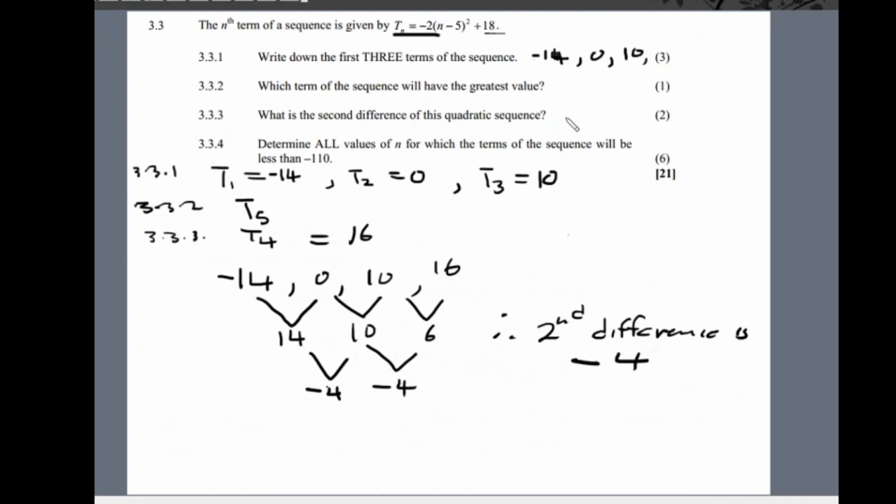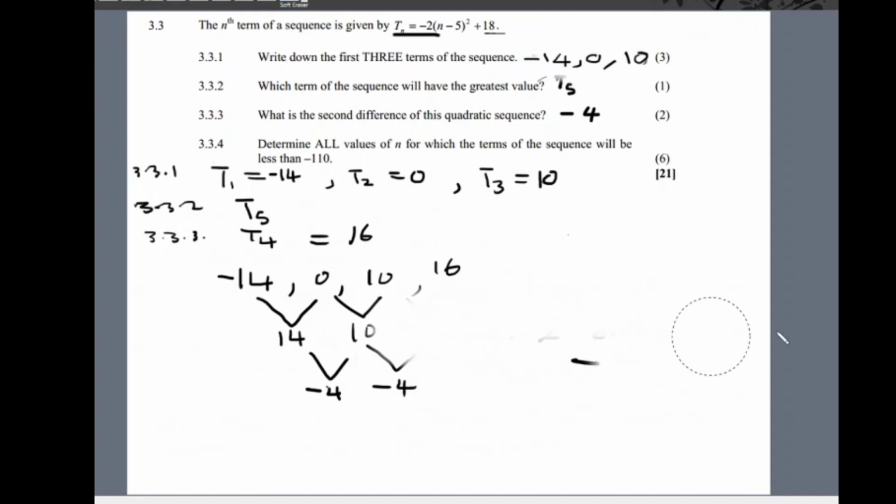Okay, I think I'll put the answers here to create space for 3.3.4. So term number 5 will have the greatest value. The second difference is minus 4, right? And then we have the first three terms here. It's minus 14, 0, 10. Okay. Now let's go to 3.3.4.